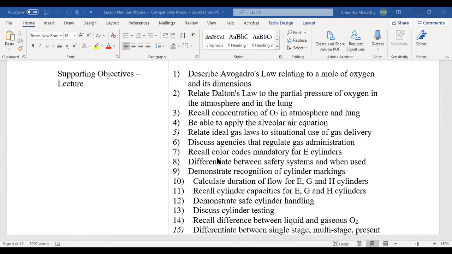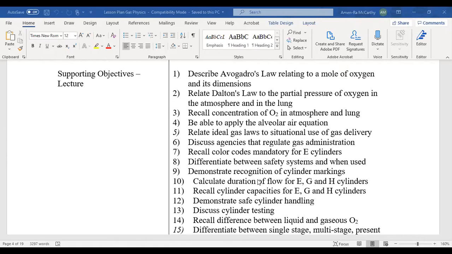Recall the color codes, mandatory for E cylinders. The E cylinder is the E tank or cylinder that you see when people are at the casino, at the grocery store, at church. The one that they roll beside them, that cylinder is called an E cylinder. And they are mandatory color coded in the country by law, because you might have somebody who's not paying attention or can't read. They need to know what color is for oxygen, what color is for something else.